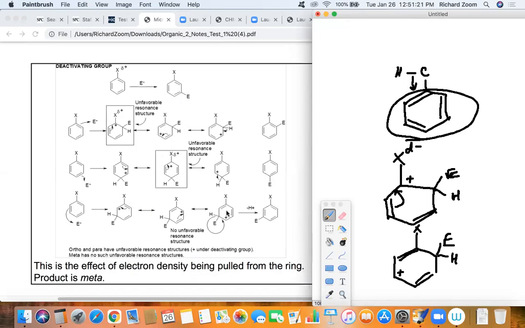Does anybody have any questions so far? You said positive, positive is unfavorable, positive, negative is favorable? Yeah. You know that like charges repel and unlike charges attract, right, Keisha? Yes. So we're just applying that same principle here. Okay.